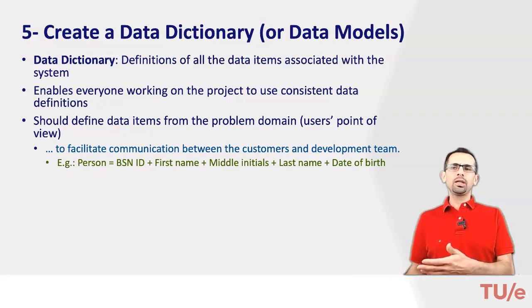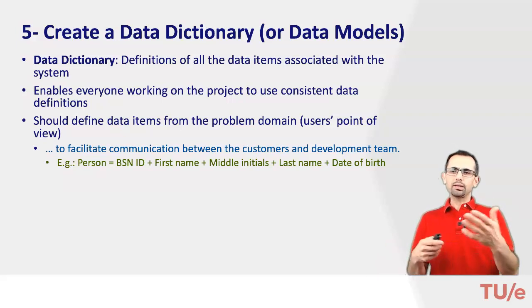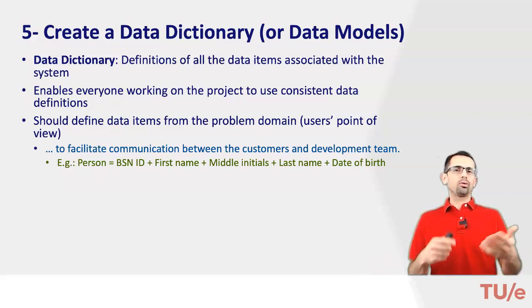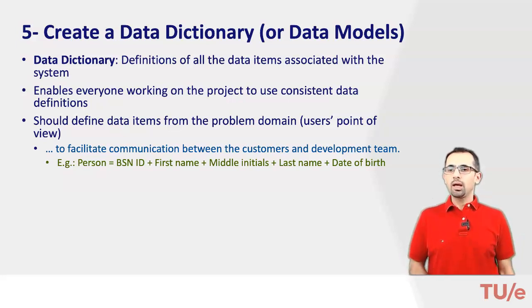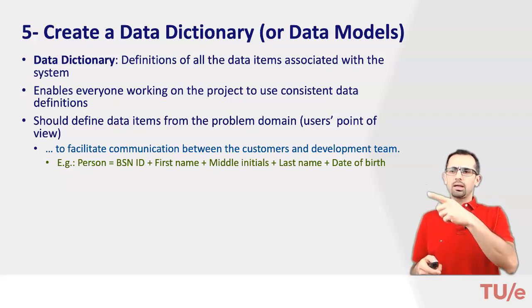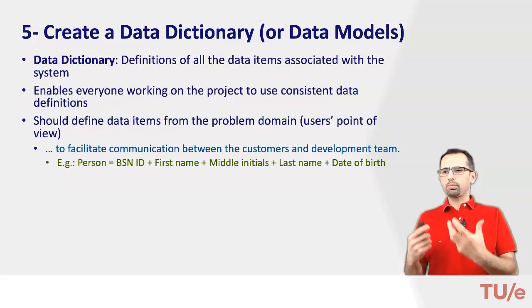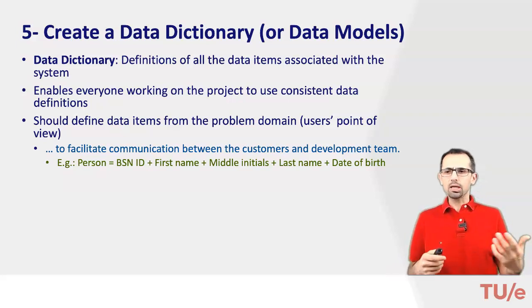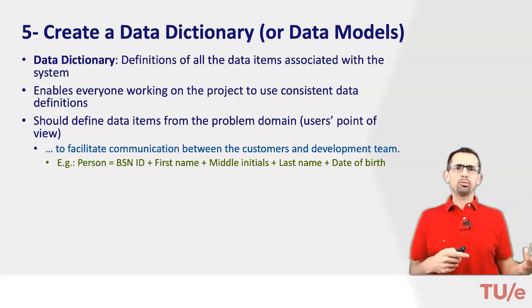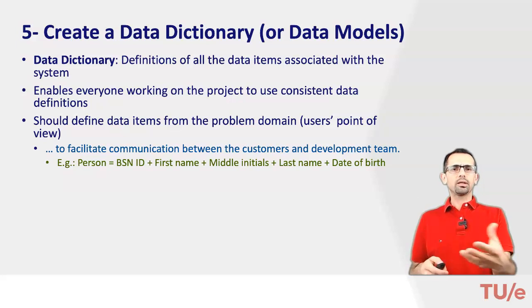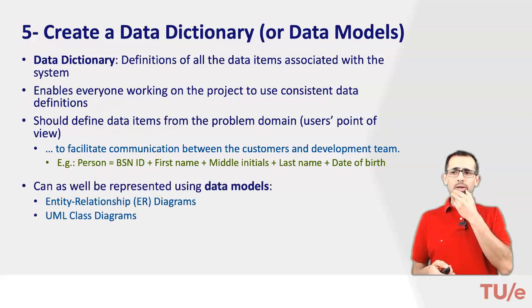We can use data dictionaries. Data dictionaries are definitions of all data items associated with the system. Again, it enables everyone working on the project to use the same consistent definitions for all these abbreviations and terms. There are different ways. One practical way is to use something like this. You say there's a business object called person. You can define what a person means, and then you say, okay, these are the attributes that characterize that particular business object.